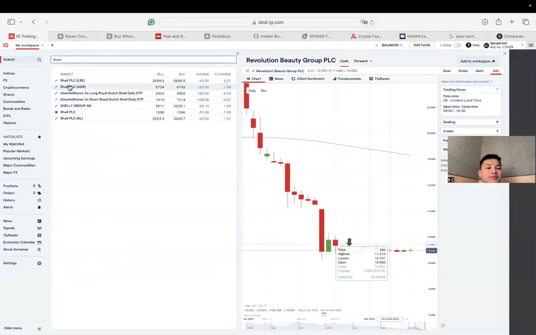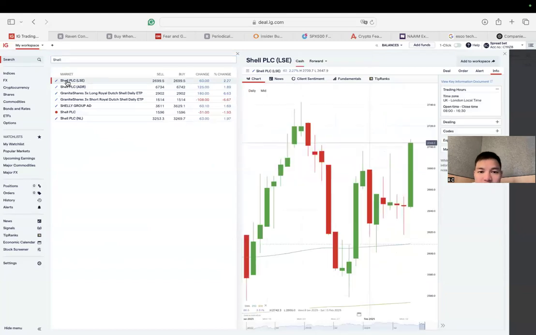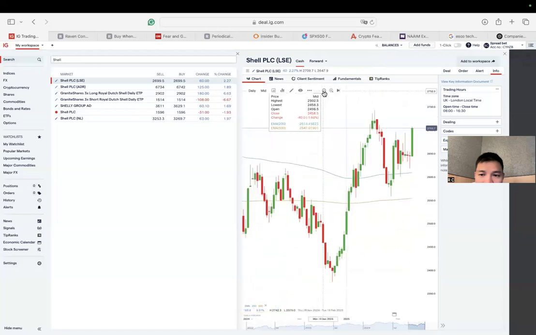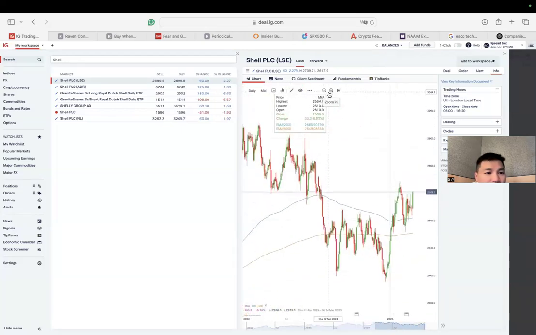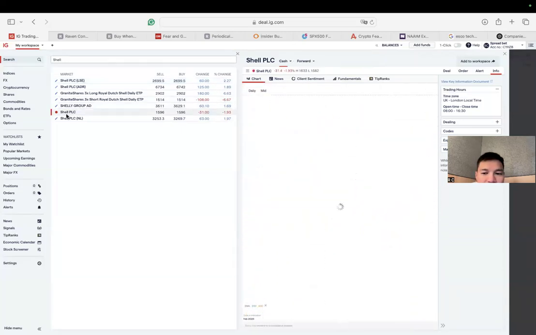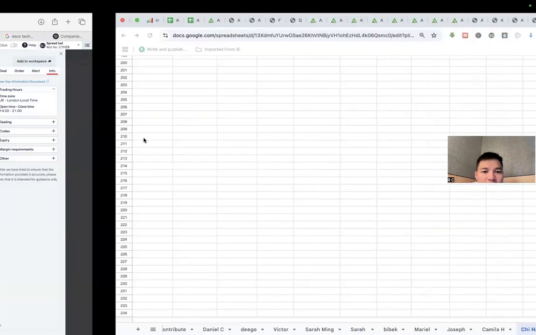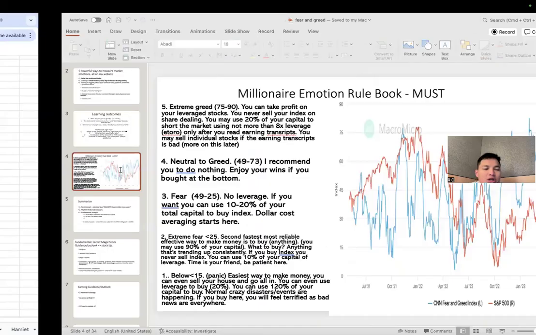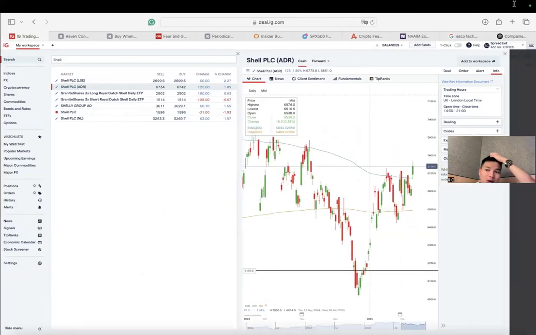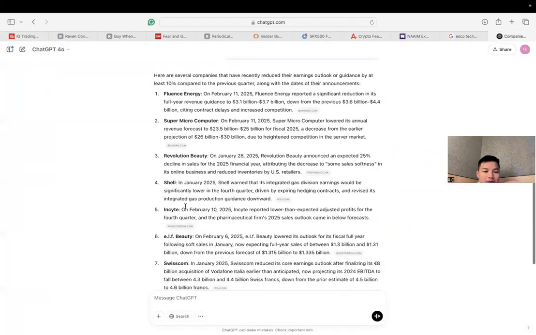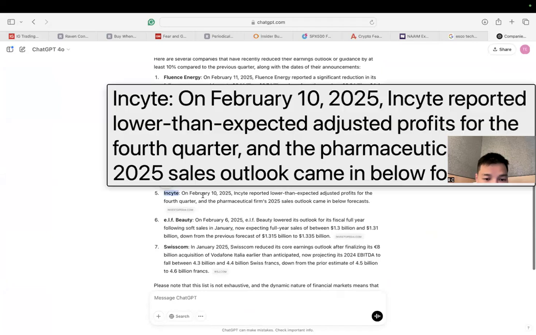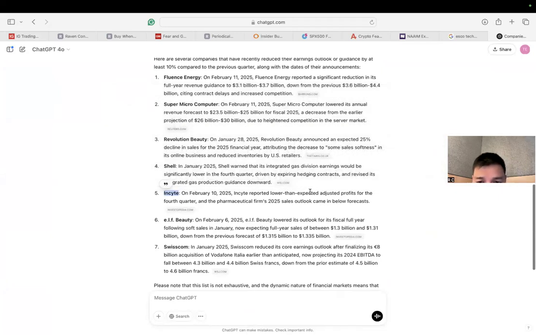Shell. Which one though? Shell probably, there's no date here. Shell PLC maybe. Need the date. So you have to type it one by one into your laptop. Okay. February 10, reported lower than expected adjusted profit. Pharmaceutical outlook came in below forecast.